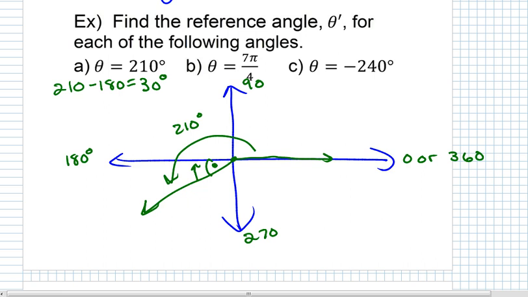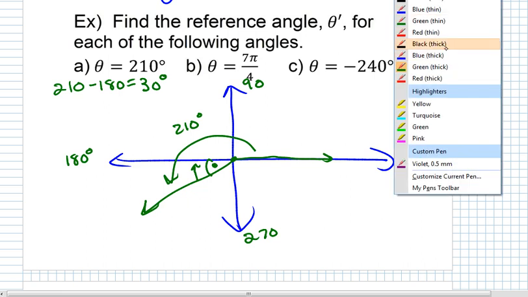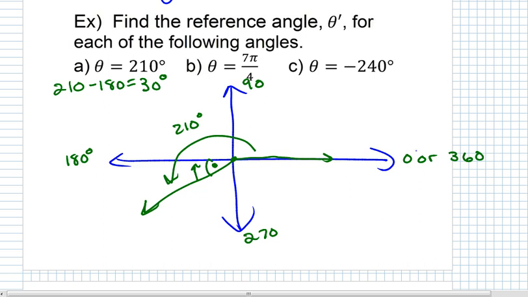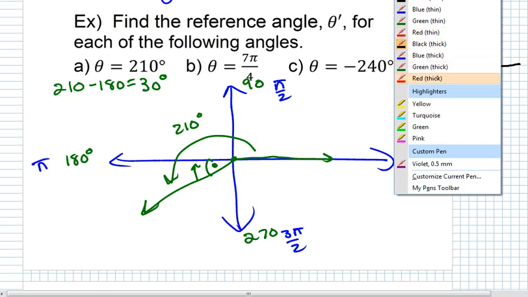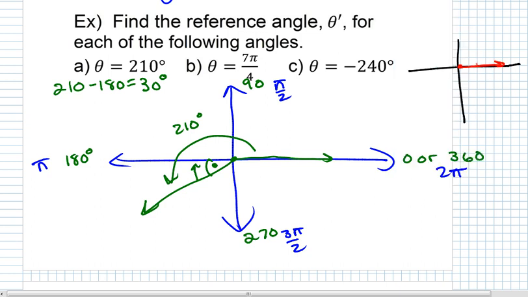For 7 pi over 4, you have a couple options here. Number one, you can use the fact that in radians, this is pi over 2, this is pi, 3 pi over 2, and 2 pi. And so 7 pi over 4 would basically be rotated all the way around to the fourth quadrant.